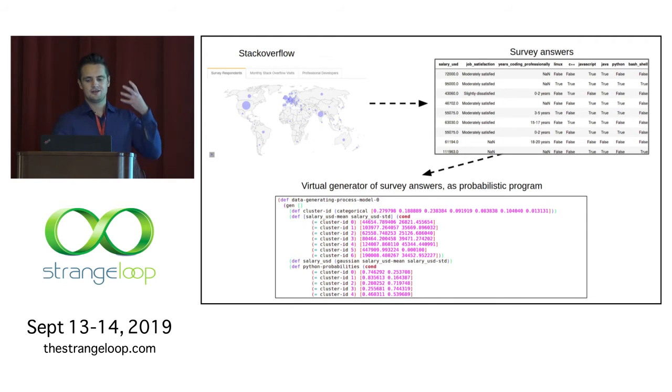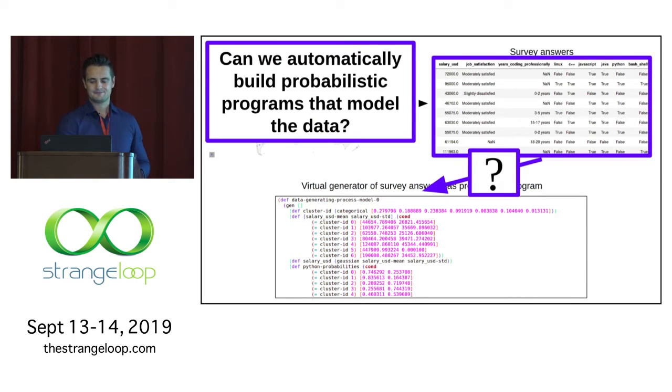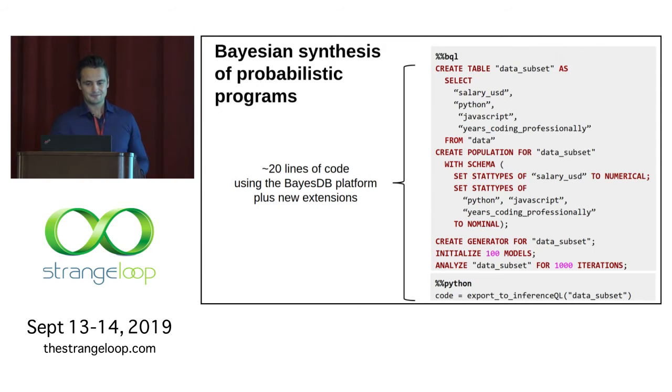What this probabilistic program is supposed to do is virtually generate new survey answers based on the models that we learned from the data, that we synthesized from the data. Can we do that automatically? It turns out we can.